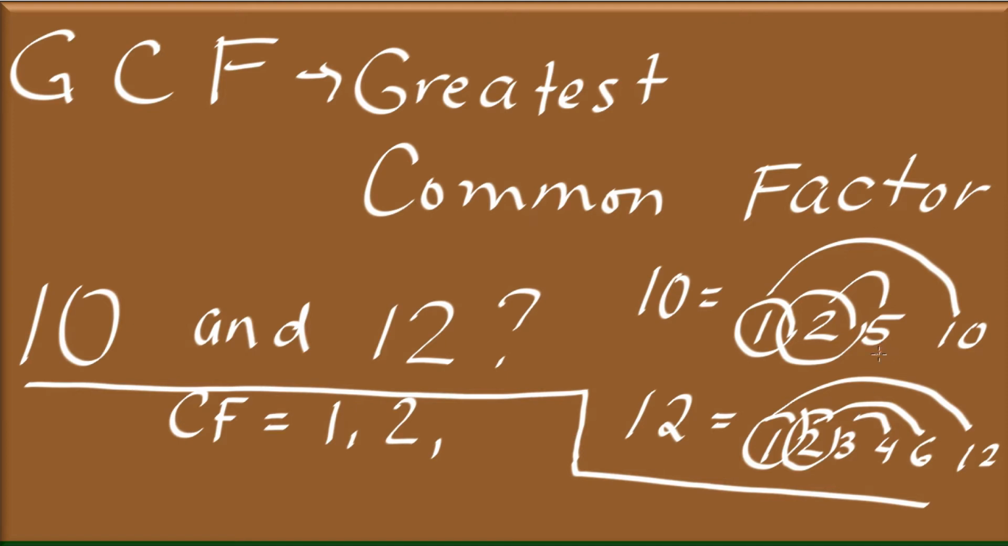Okay, 5 is not, 10 is not common. 3, 4, 6, and 12 are not common factors. So only 1 and 2 are the common factors of 10 and 12. Now between this 1 and 2, which one is the greatest common factor? So that's the 2.